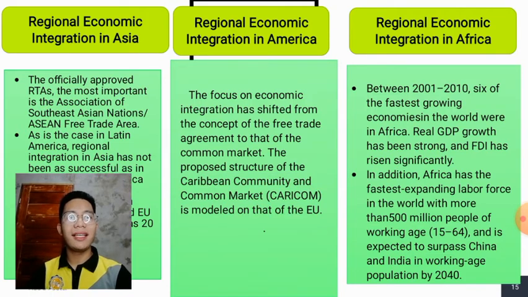Regional Economic Integration in America. The 2 major groups in South America are the Andean Community or CAN and the Southern Common Market or Mercosur. The Andean Community is a customs union whereas Mercosur is set up to be a common market. The focus of economic integration has shifted from the concept of a free trade agreement to that of the common market. The proposed structure of the Caribbean Community and Common Market or CARICOM is modeled on that of the EU.